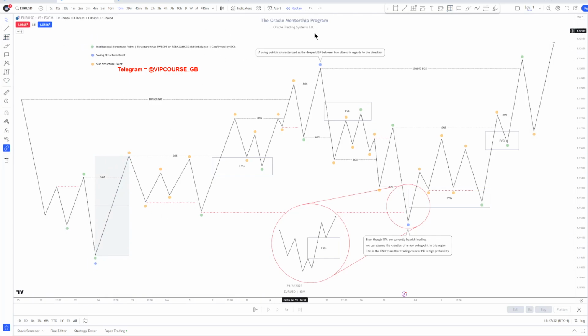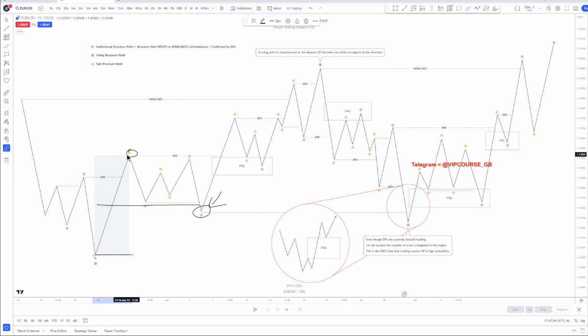Premium and discount tool, as we all know. This institutional structure point is only confirmed when we break out of this range, of this dealing range. And then it creates a new one. And it is only a break of structure when a new ISP forms and breaks out of the dealer range.